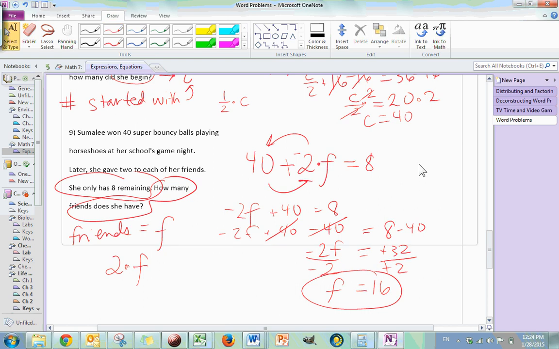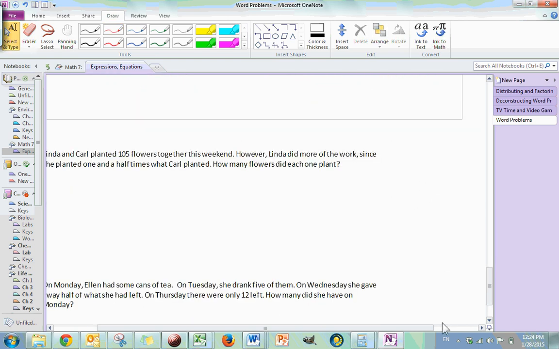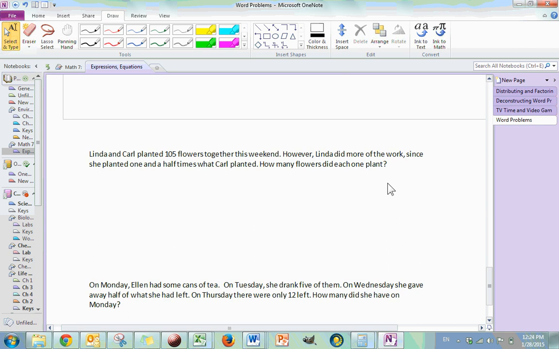16 friends. Okay, on to the bonus problems, which are from your quizzes. Linda and Carl planted 105 flowers together this weekend. Linda did more of the work since she planted 1.5 times what Carl planted. How many flowers did each one plant?